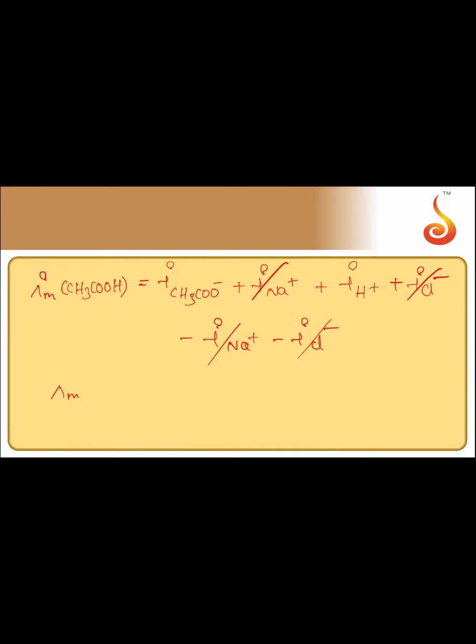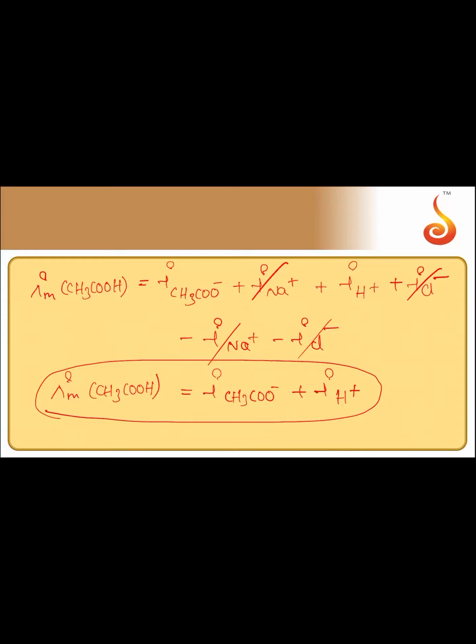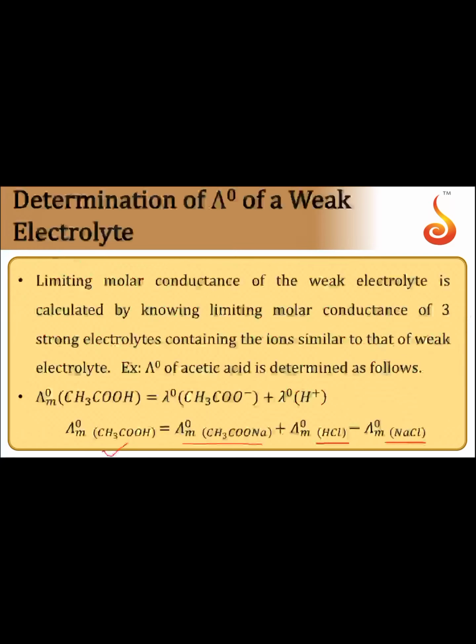What is remaining here? Lambda naught of the CH3COOH is equal to lambda naught of the CH3COO minus plus lambda naught of the H plus. So we are getting the lambda m naught of acetic acid by using three strong electrolytes, that is CH3COONa, NaCl and HCl, which are having common ions, containing ions similar to that of the weak electrolyte.